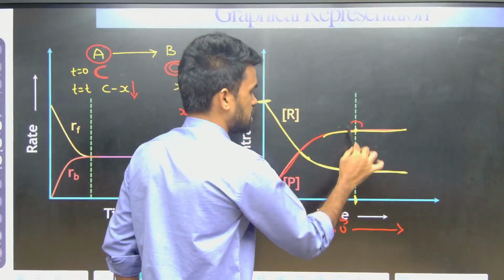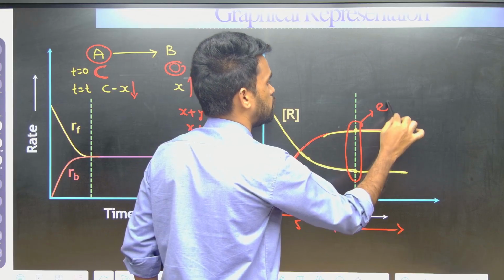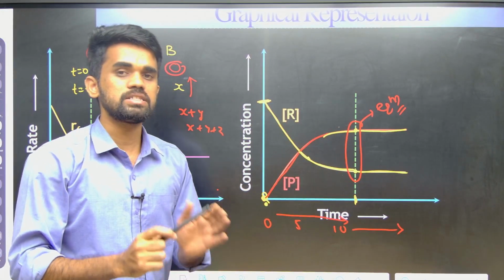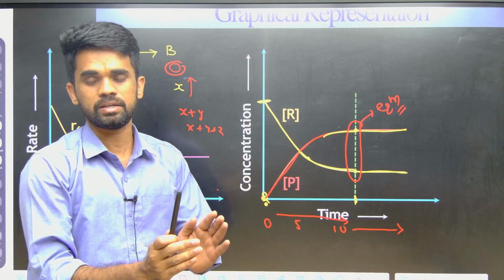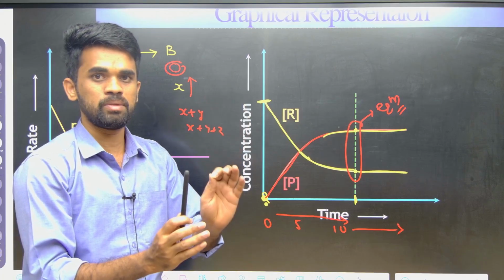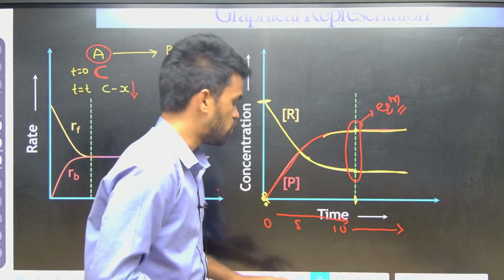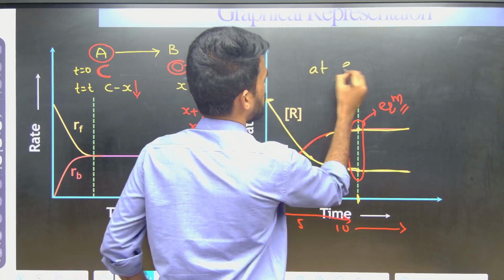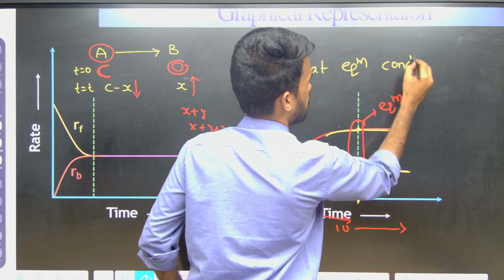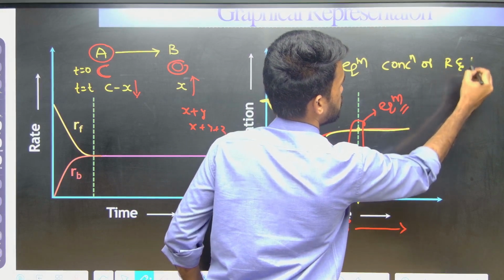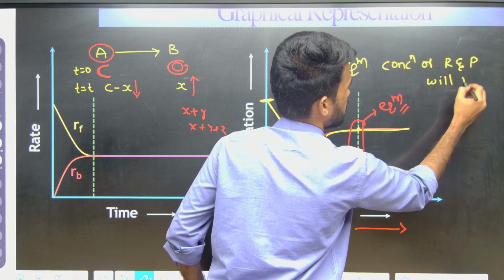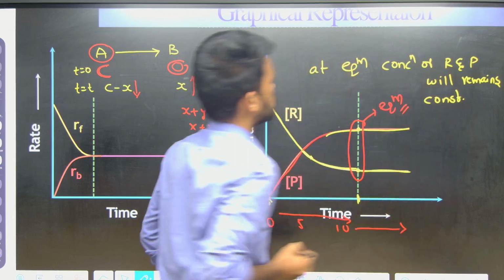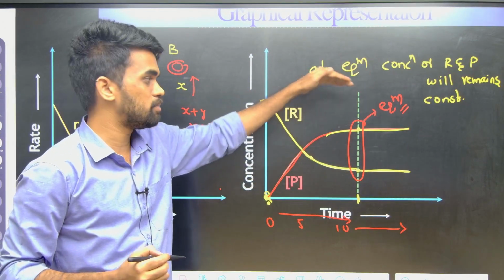So it means this is the point where we are going to have the equilibrium state. Okay, so at equilibrium state the concentration of product and concentration of reactant will remain constant. So that point is called the equilibrium point or equilibrium of that reaction. Okay, right. So now what I told you, at equilibrium concentration of reactants and products will remain constant. You can remember this point.